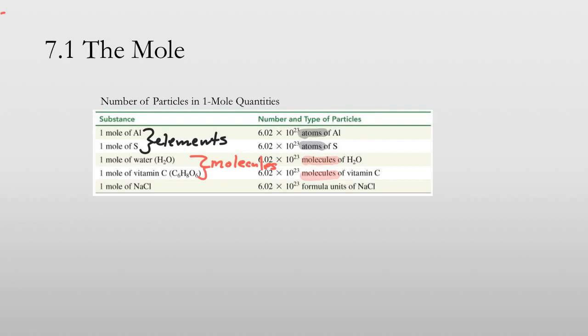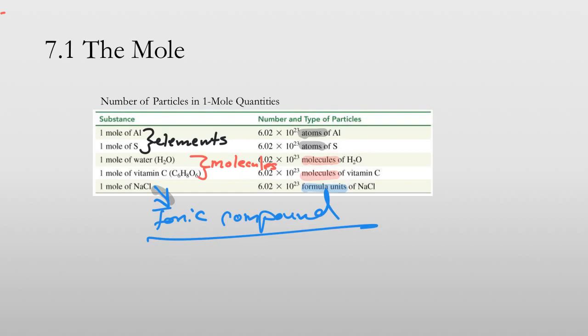Sodium chloride there is an ionic compound, so we measure that in formula units. So you just take the ratio of the elements. There's 1 sodium for every 1 chlorine. So how many of those basically chemical formulas are you counting? So for ionic compounds, we use formula units.